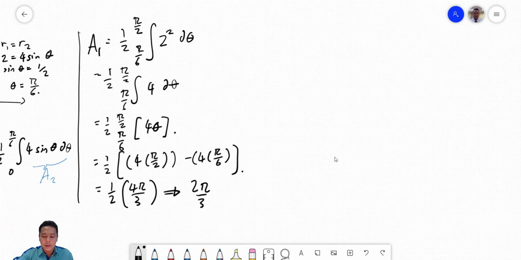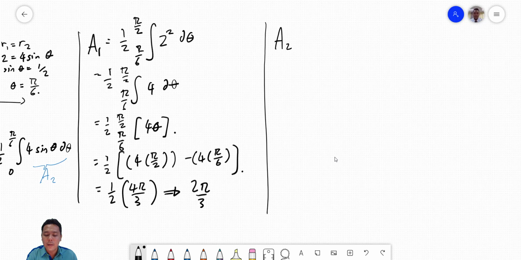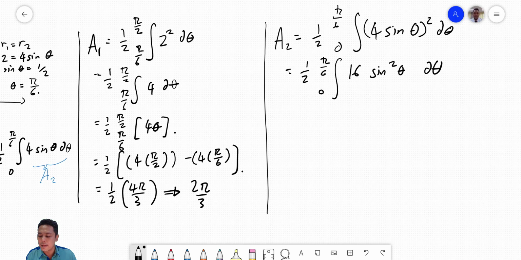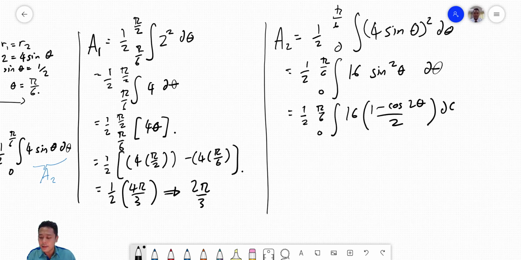A2 is half, from 0 until pi over 6, for sine theta squared d theta, sine squared theta. By using the trigonometric properties, you need to change sine squared theta. It's equivalent to 1 minus cos 2 theta over 2 d theta. Simplify it first to ensure that it will be much easier to integrate.